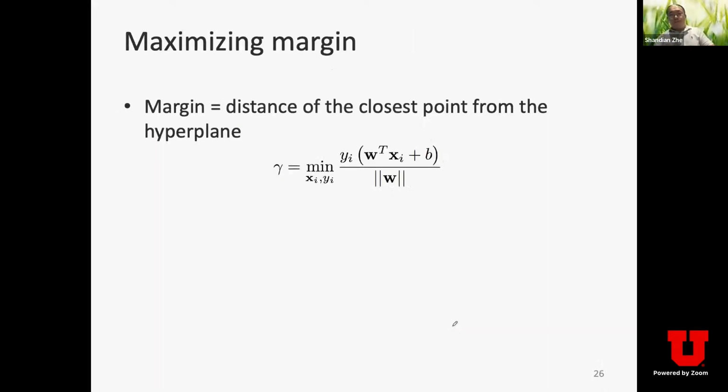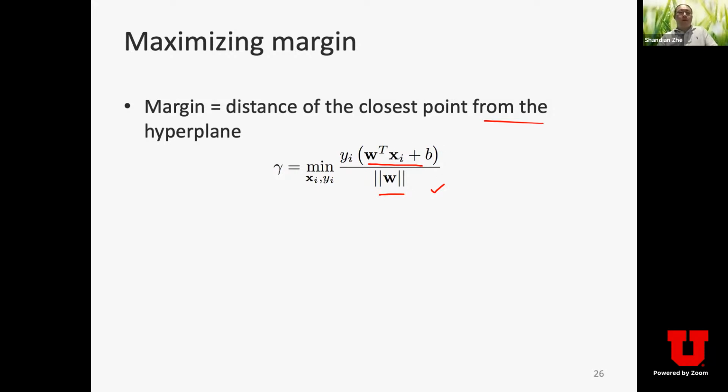Okay, so now let us first try to use the most straightforward way to formulate the training objective, that is maximizing the margin. According to the definition, the margin is the distance of the closest training data point from the hyperplane. We have the formula to compute the distance between an arbitrary point and the hyperplane, which is to multiply the label yi with the prediction score, and divide by the norm of the weight vector. That's the distance.